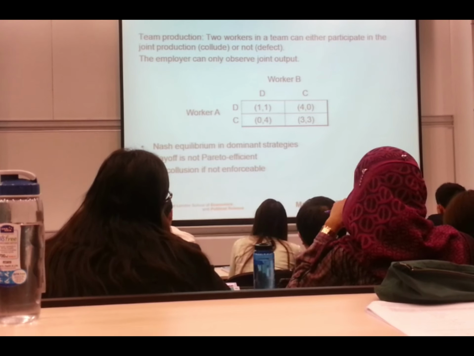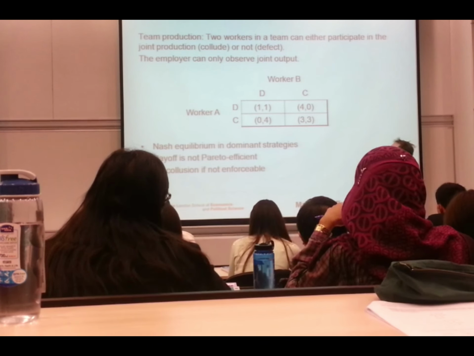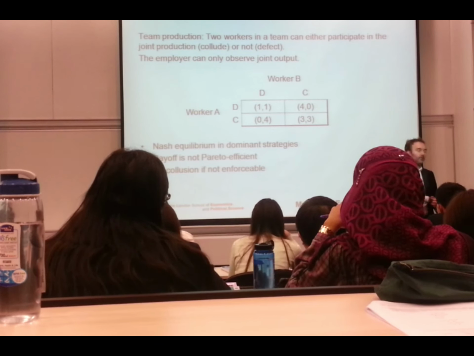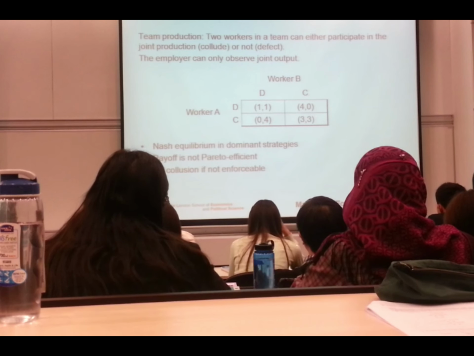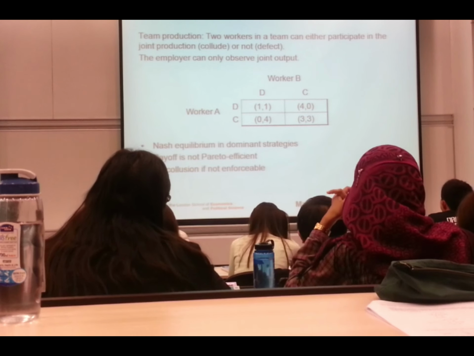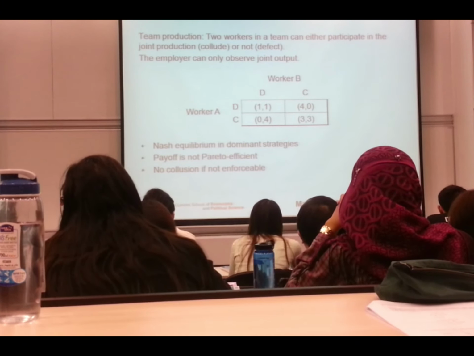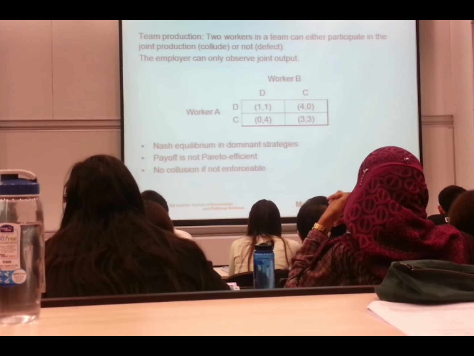The payoff is not Pareto efficient. We could make both players better off by going from DD to CC. So we would improve our payoff by 2. And there's no collusion, so there's no cooperation if we cannot enforce it in one way or another. So we just play this game a single time. We both have dominant strategies, not to cooperate.